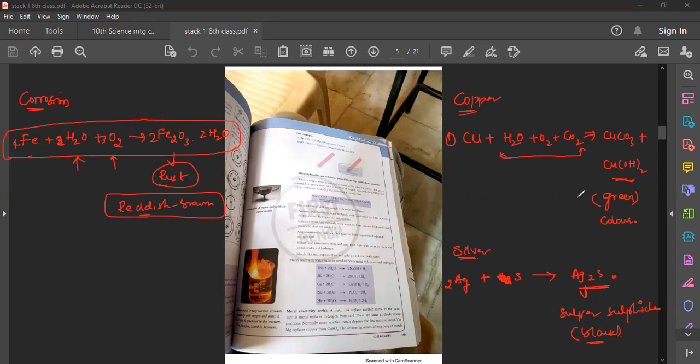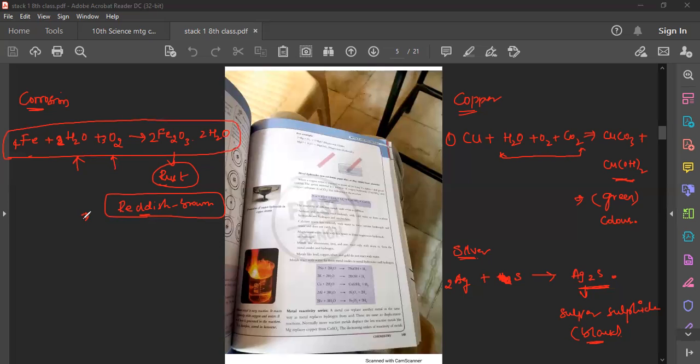In the case of copper, a green color coating. In the case of iron, a reddish brown color coating. Then how to prevent the rusting of iron? Sir, by oil painting, by greasing. By painting or galvanization.